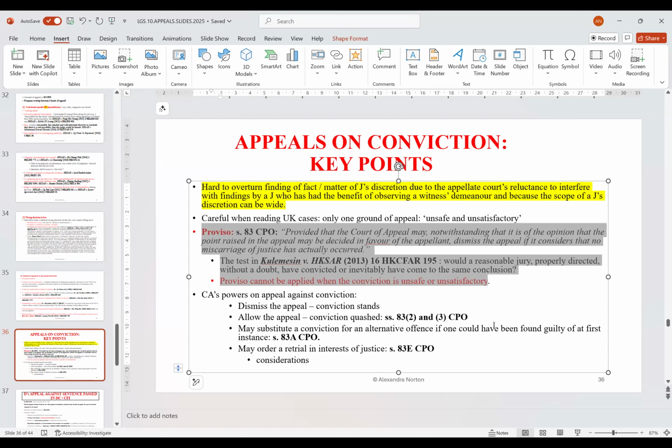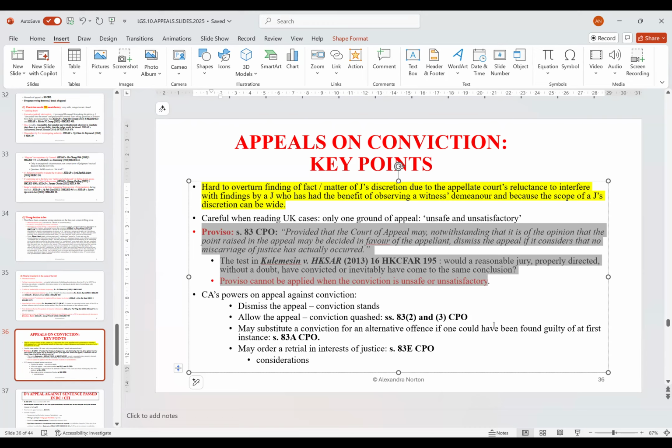So the case comes from Kulinessen. Would a reasonable jury properly directed, without a doubt, have convicted or inevitably have come to the same conclusion? If so, they will apply the proviso. So the appeal will be dismissed, even though technically there may have been good grounds of appeal.